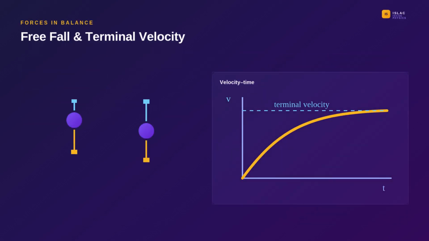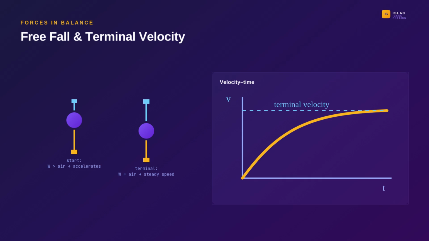Free fall and terminal velocity bring the laws together beautifully. When a skydiver first jumps, weight acts down and there's almost no air resistance, so the resultant force is large and they accelerate. As they speed up, air resistance grows. Eventually air resistance grows until it exactly equals their weight.